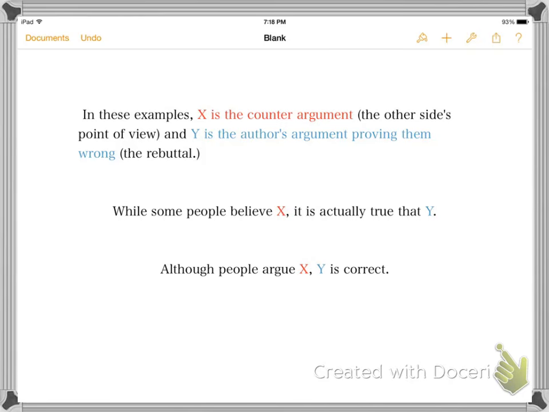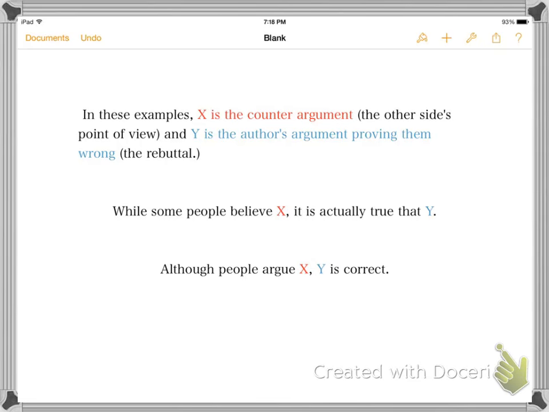There are a couple of really easy ways to write the counter-argument and rebuttal paragraph. In these examples, X is the counter-argument, the other side's point of view, and Y is the author's argument, proving them wrong, the rebuttal. Here's how they look. While some people believe X, it is actually true that Y. Or, although people argue X, Y is correct. There are plenty of ways to say this, so feel free to be creative.